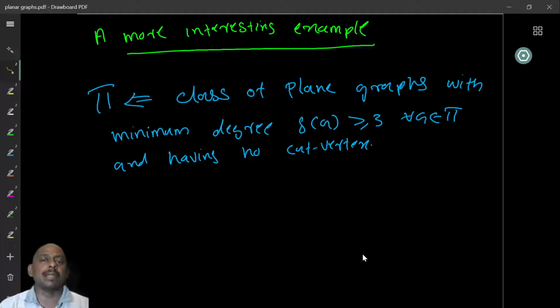Okay. Now let us look at a more interesting example to see what exactly the discharging method is about. Let phi be a class of plane graphs, that is, planar graphs with a plane embedding, with minimum degree at least 3. So every vertex has degree at least 3. And we assume that these graphs do not have cut vertices, just to make our argument simple. This is the class phi of graphs.